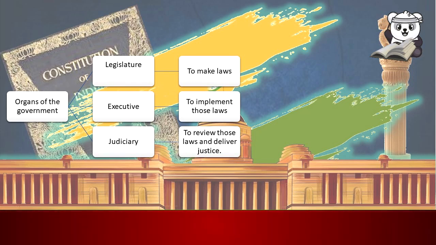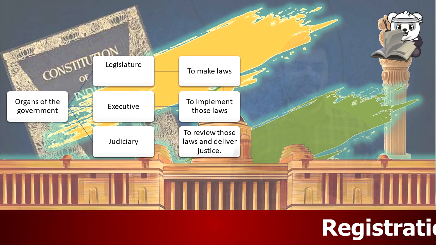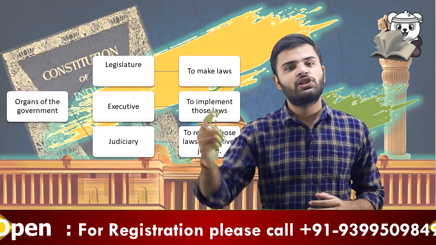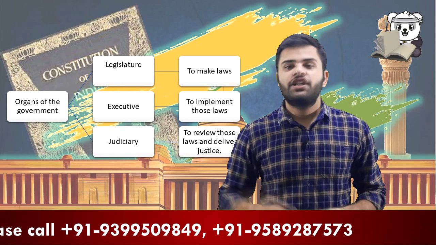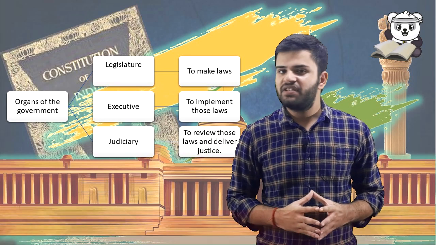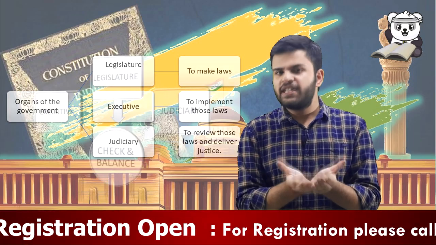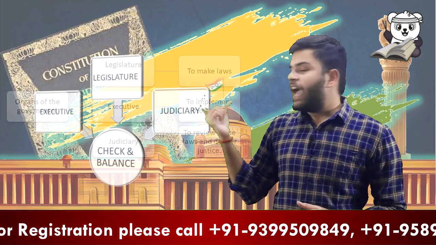What are the functions of these institutions? The function of legislature is to make laws. The function of executive is to implement those laws. And the function of judiciary is to review those acts and deliver justice. All the 3 organs of government have been created in such a manner to create checks and balance.